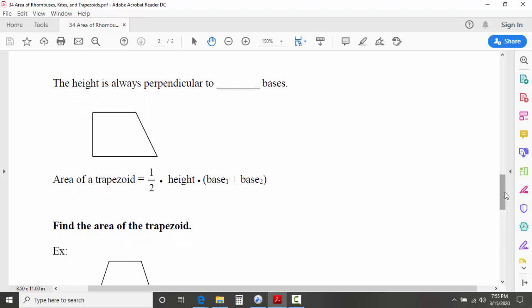Now, what do I mean by shortest? I don't necessarily mean that it's the smallest number in the problem, but rather we're looking for that perpendicular marking to identify the shortest distance. There are a lot of different distances to go from one base to the next, but only the ones that are perpendicular to both bases will end up being the height.